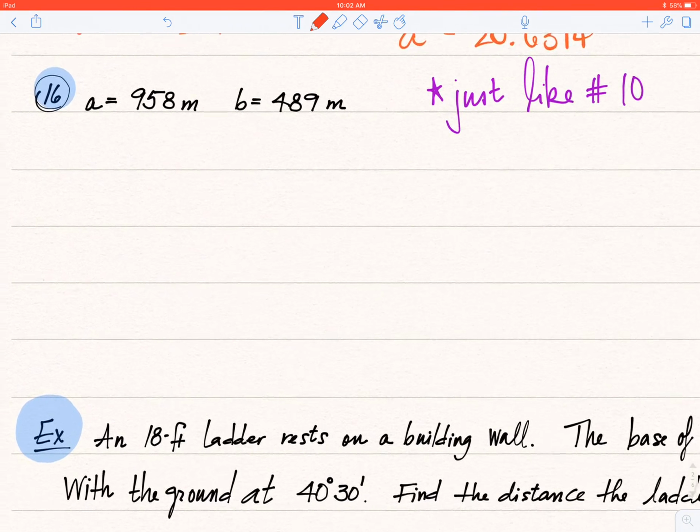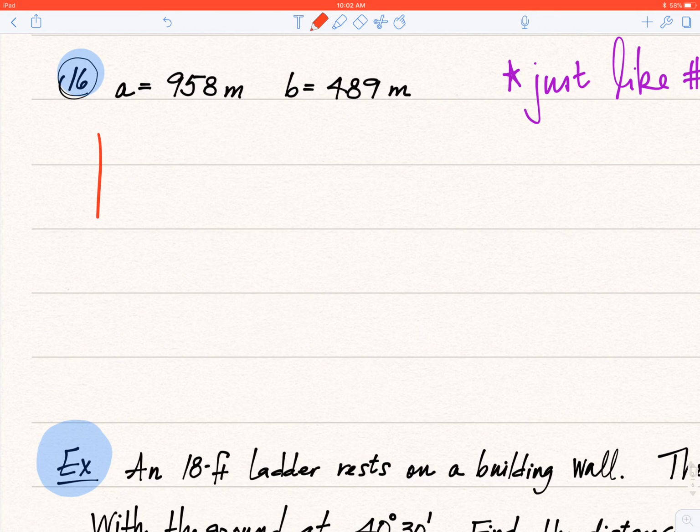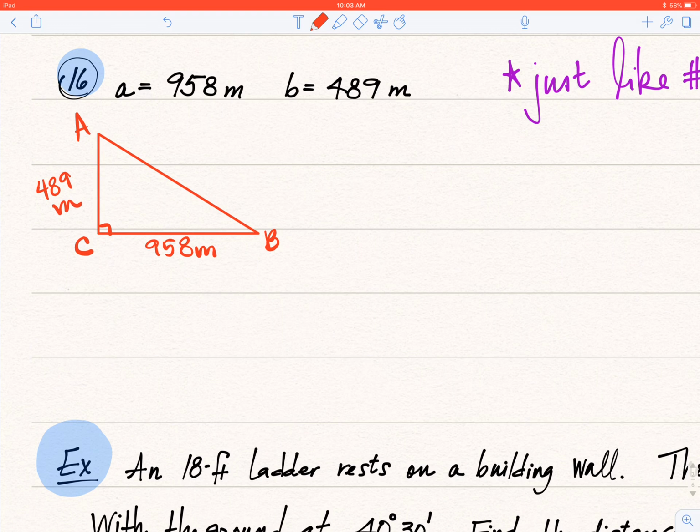And before I do anything, I need a picture. So I'm drawing a right triangle. My directions say that my right angle has to be angle C. So that means A and B are the other two. Just pick one, call it A, and the other one call it B. Side A is going to be opposite angle A. So side A is going to be 958 meters. Side B, opposite angle B, will be 489 meters. So figuring out what I'm missing then, I'm missing the measure of angle A, I'm missing the measure of angle B, and I'm missing side C.